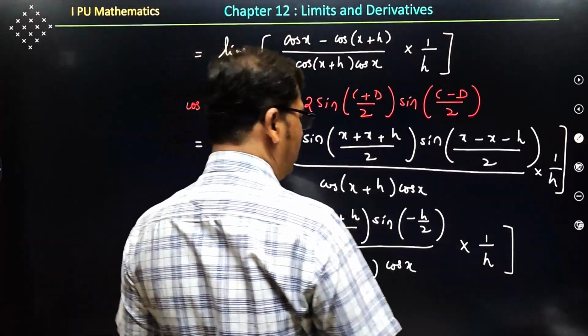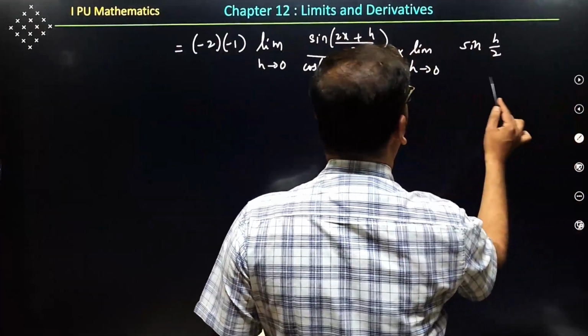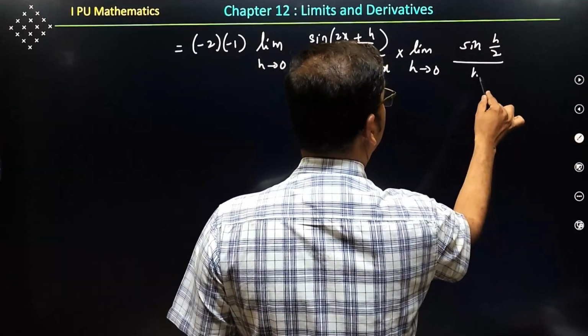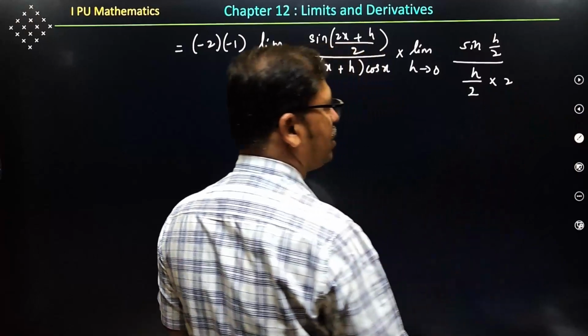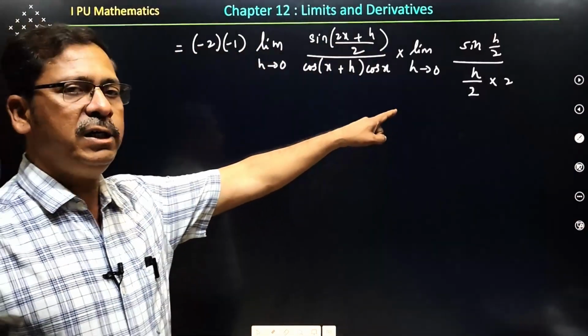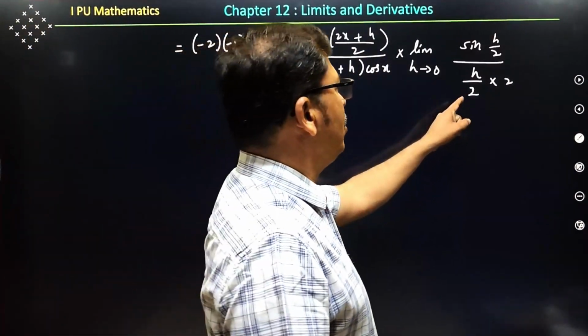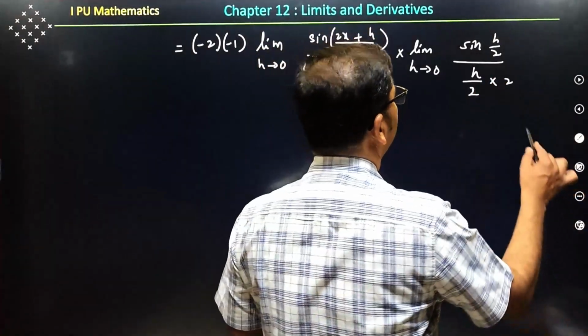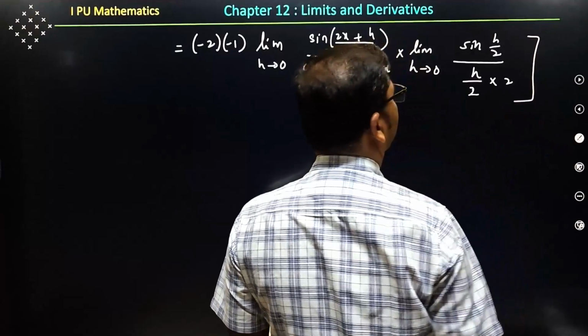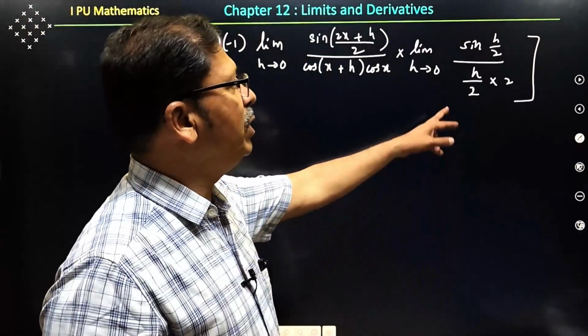h by 2 is there, divided by h. Sin h by 2 divided by h. So, in order to adjust, you need to divide by 2, and then in order to adjust, you need to multiply by 2, because only h is there in the denominator. So, in order to tally this, I have multiplied by 2 and divided by 2. And then close this. That last 1 by h is included here.